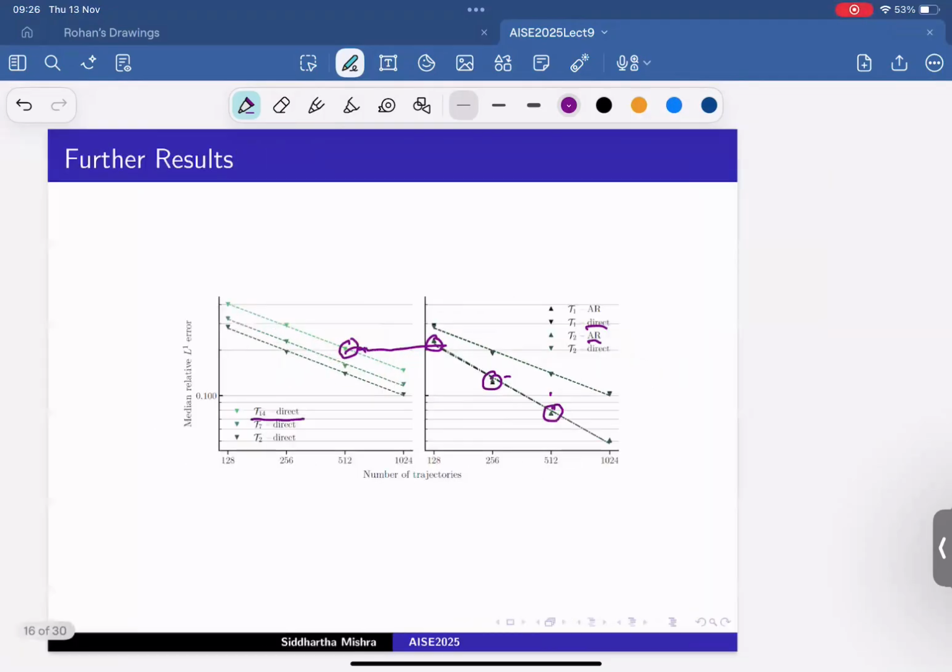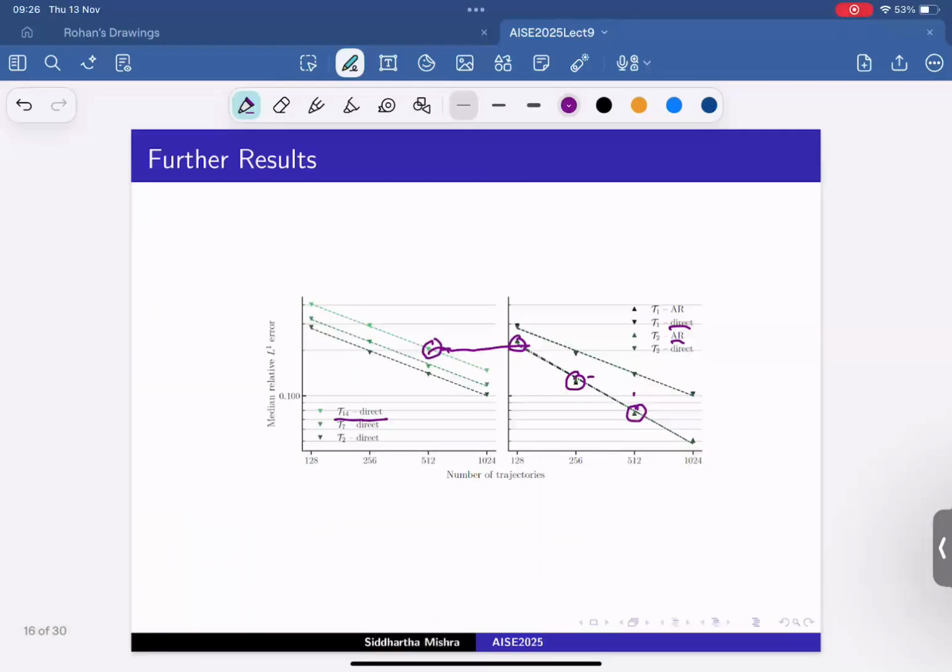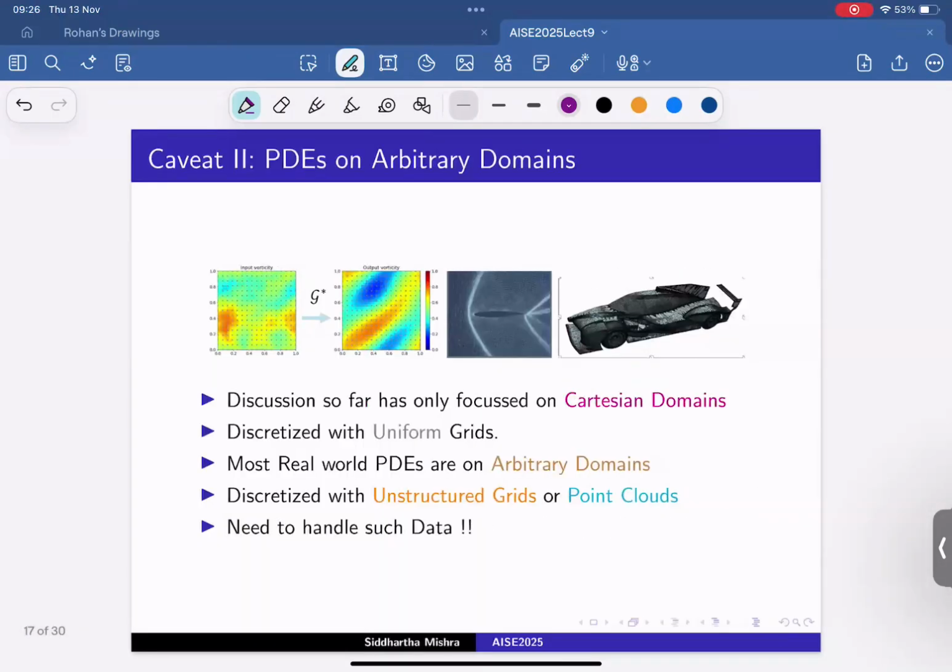Okay, so now we go to the next caveat, which I'll just start. I'm not really going to do a lot of work on it, but let's just start. The first caveat was time dependent problems, and as I said, for time dependent problems there are lots of solutions available, and you can really augment or improve your methods by doing many of these tricks. But the second caveat, and I'll spend quite a bit of time on this, is what happens to PDEs on arbitrary domains.